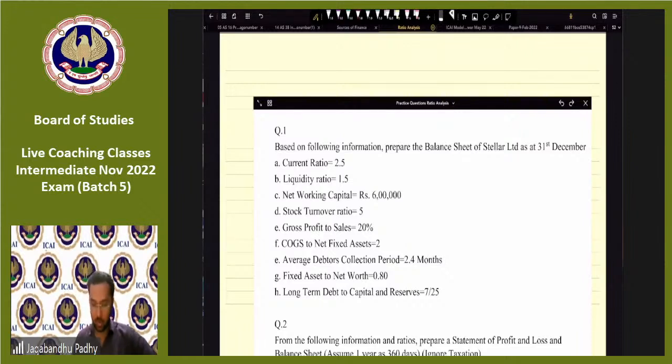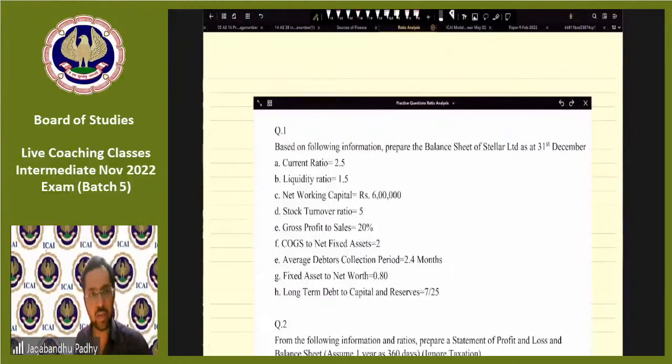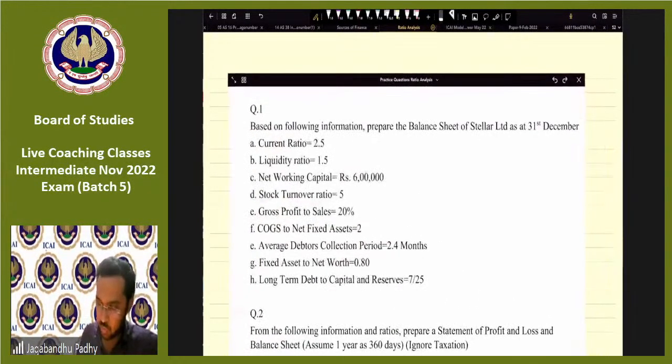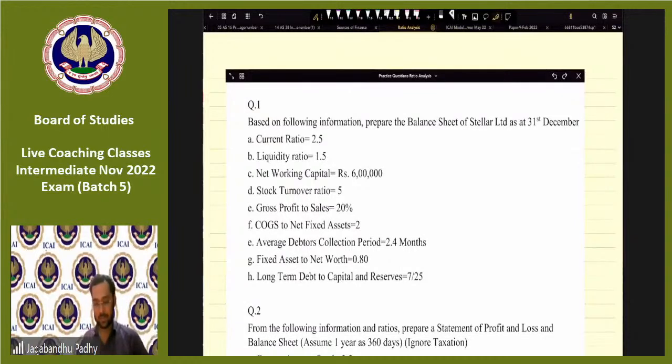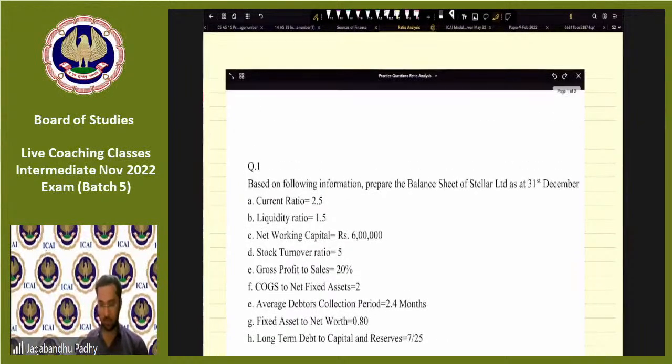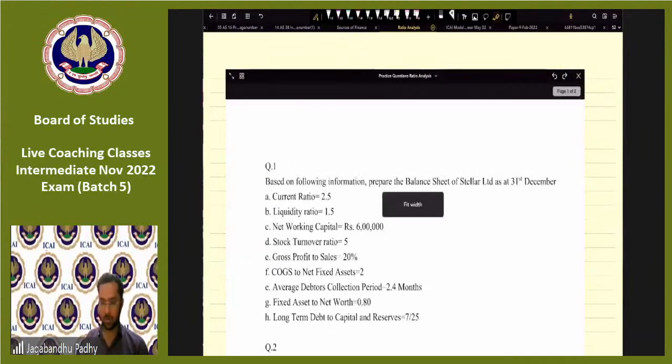Fine. If you wish, you can take a screenshot of this, because one question we'll be doing, and one will be given to you as homework for practice. We'll have more questions to be practiced in the upcoming revision class of the ratio analysis also. Take a screenshot of it, or anyway, I'll keep the question in front over here. So go through the question for a minute, guys.